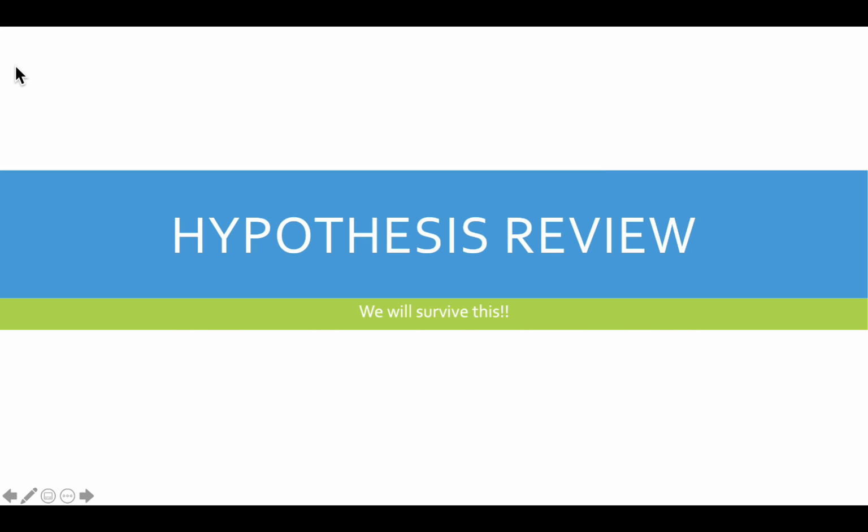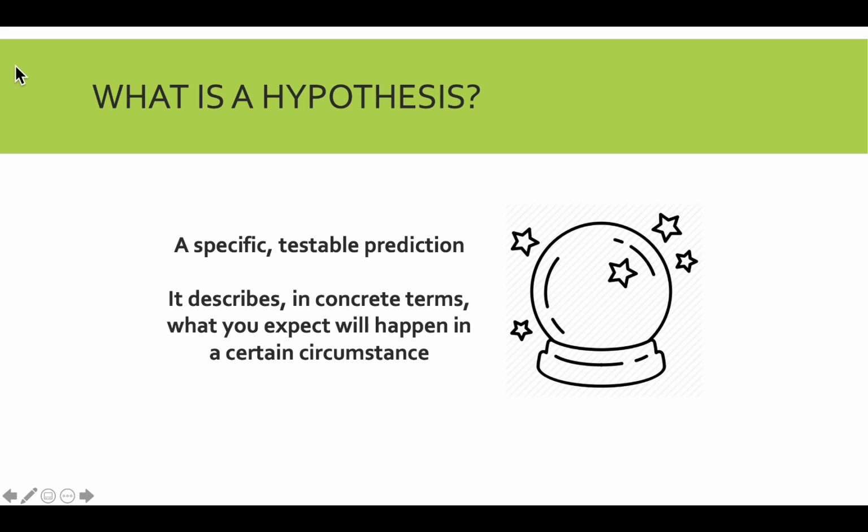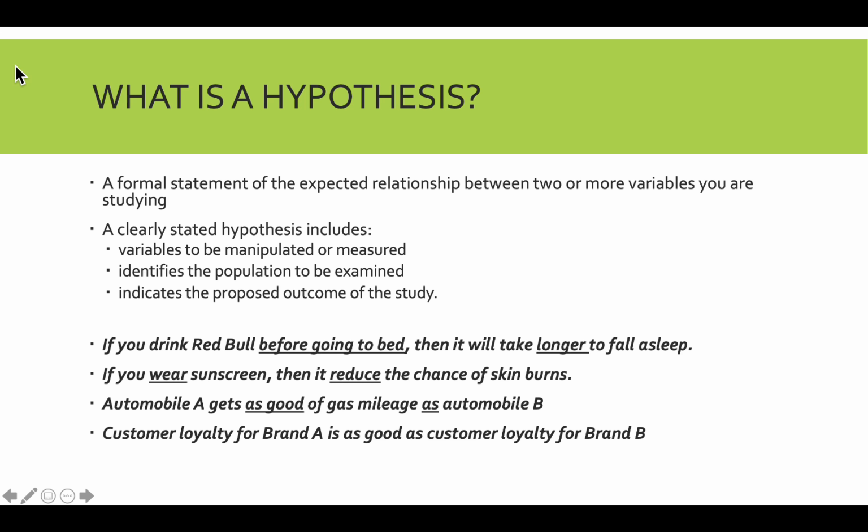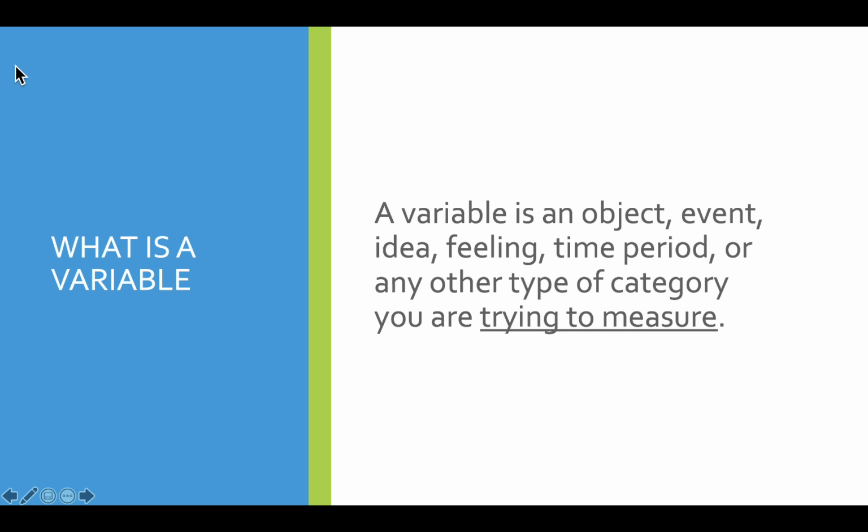So remember, last time was all about hypotheses. And remember, it's your educated guess. It's what you think is going to happen in any particular circumstance. And what is a hypothesis? Remember, we have three components to it. It can be manipulated or measured. It identifies the population to be examined, and it indicates the proposed outcome of the study. So you have to have those things. So if we need to understand those things, we need to identify the variables that we are trying to measure.